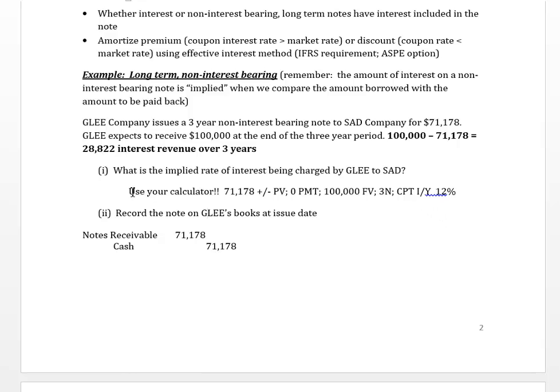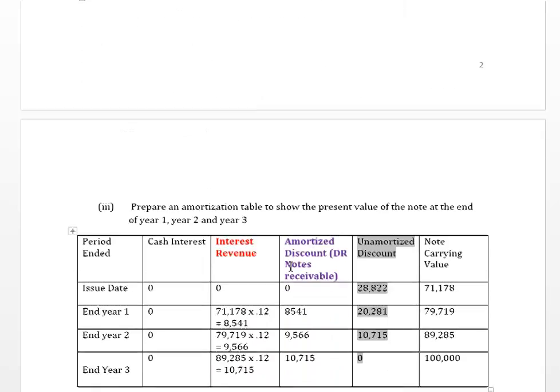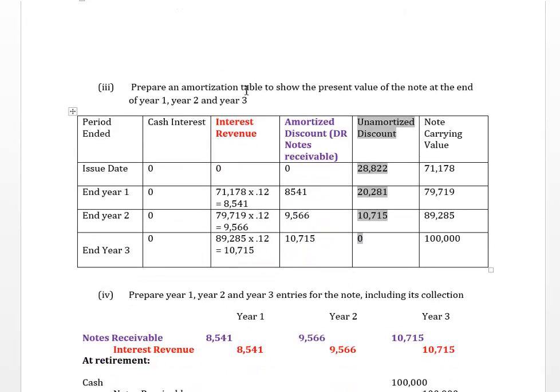So you'll remember that we did a present value calculation here to calculate our I/Y because we're going to use it later. The question did already give us the amount of money that GLE would give SAD and how much SAD would have to repay GLE at the end of 3 years. So we know that we set up the note receivable and credit cash for the amount that GLE has loaned SAD, $71,178. Now if we move forward, we're going to prepare an amortization table.